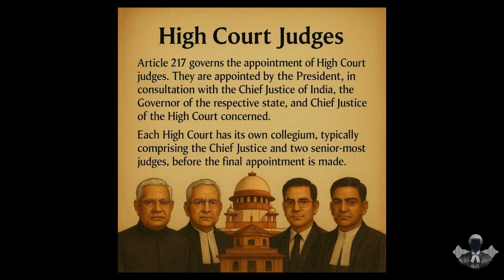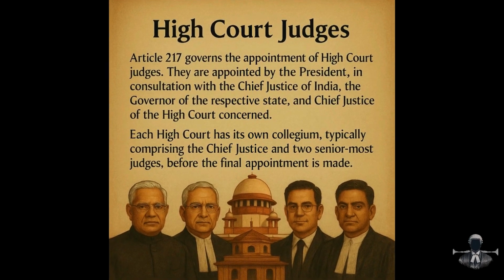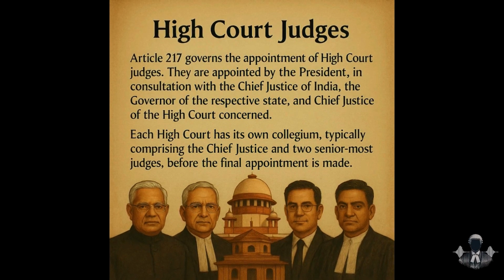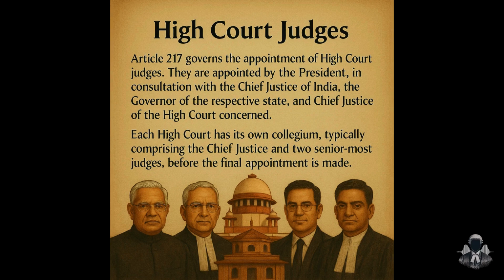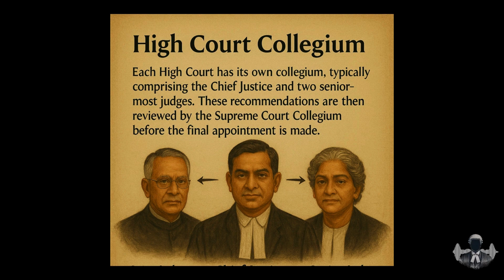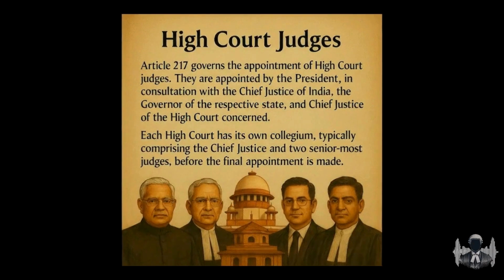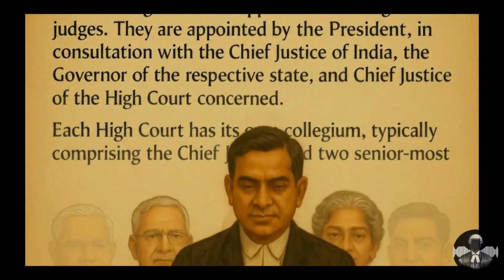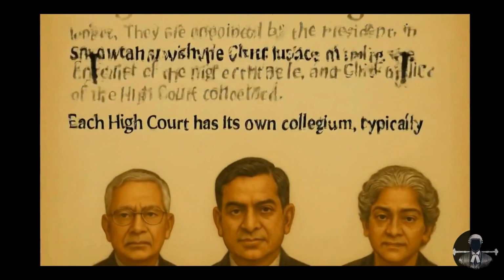Article 217 governs the appointment of High Court judges. They are appointed by the President in consultation with the Chief Justice of India, the Governor of the respective state, and the Chief Justice of the High Court concerned. Each High Court has its own collegium, typically comprising the Chief Justice and two senior-most judges. These recommendations are then reviewed by the Supreme Court Collegium before the final appointment is made.